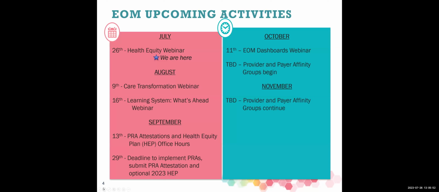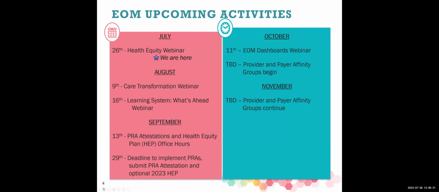Next slide, please. We will now review some important dates. Upcoming, starting in August, we will have the Care Transformation webinar, as well as the Learning System What's Ahead webinar. Moving into September, we have the PRA Attestation and Health Equity Plan office hours. And then on the 29th, it will be the deadline to implement all PRAs and submit the PRA attestation and optional 2023 Health Equity Plan.